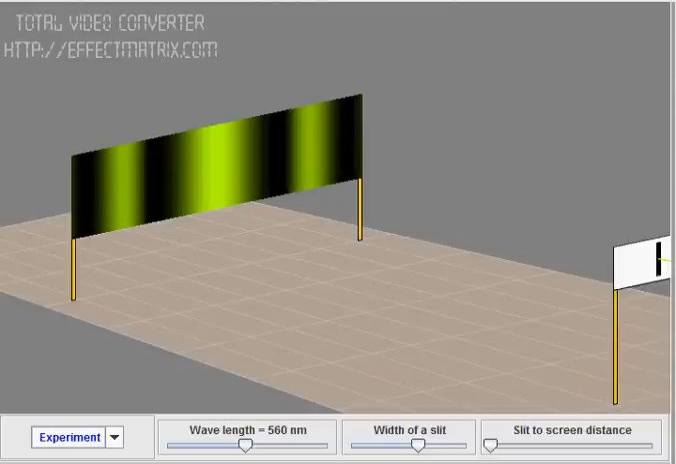Hi, this video is on diffraction due to a single slit. In this experiment, this is our single slit and this is our screen. Now what is the meaning of diffraction? When the light rays bend around the corners, this process is known as diffraction, right?